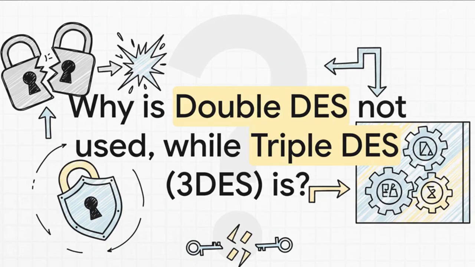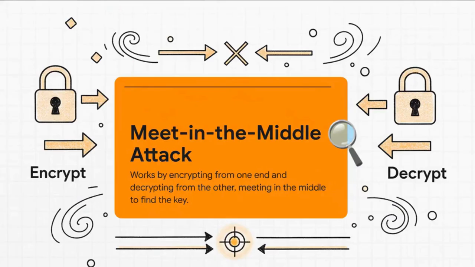Well, it all comes down to a really clever attack. And that attack is called meet in the middle. Instead of just trying to brute force two keys one after the other, an attacker works from both ends. They take the original message and encrypt it with every possible first key. At the same time, they take the final encrypted message and decrypt it with every possible second key. They just keep going until they find a match in the middle. It's a clever trick that makes breaking double DES way faster than you'd think.